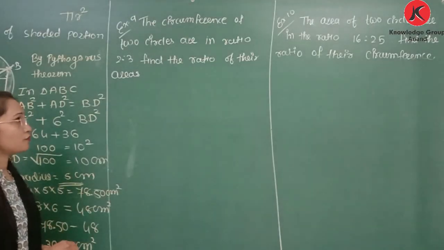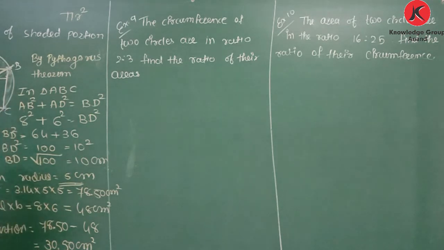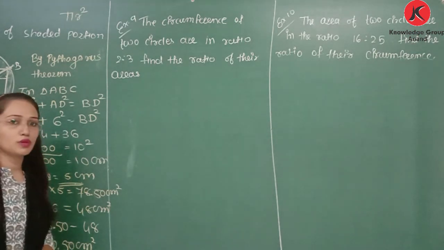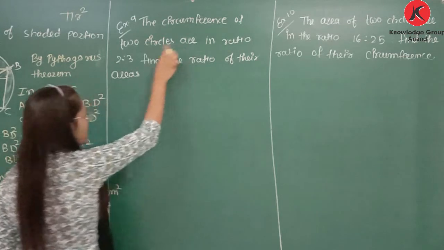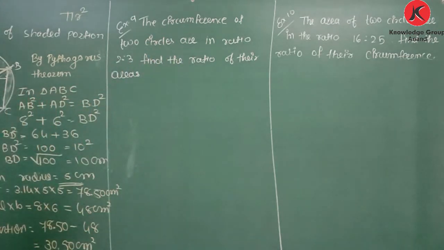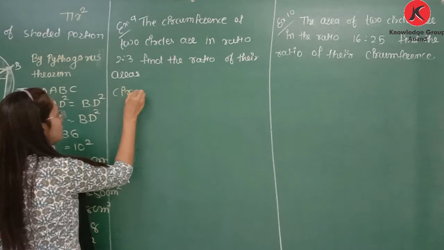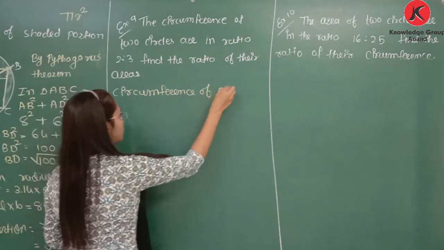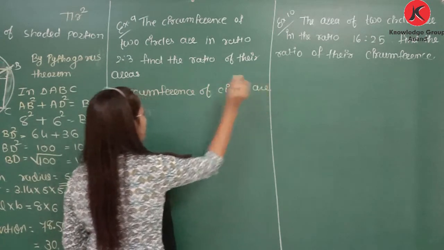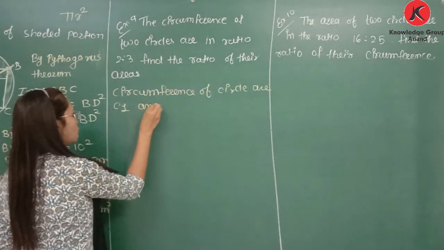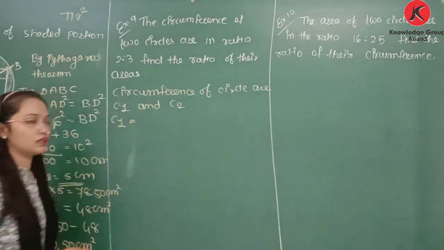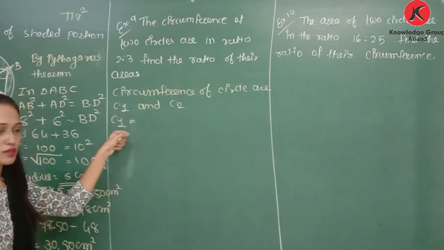Next question. The circumferences of two circles are in the ratio 2:3. Find the ratio of the areas. This kind of question can be asked as an MCQ also. So what is the question? The circumferences of two circles are given in the ratio 2:3. So let's say the circumferences of the circles are C1 and C2. C1 will be for the first circle.